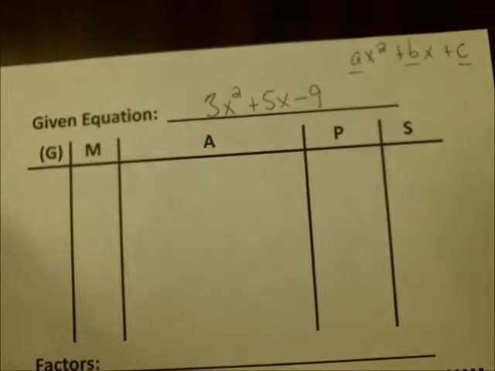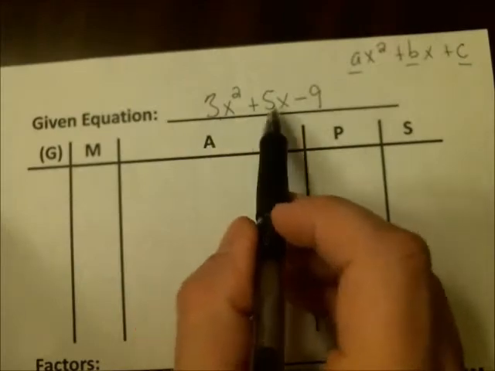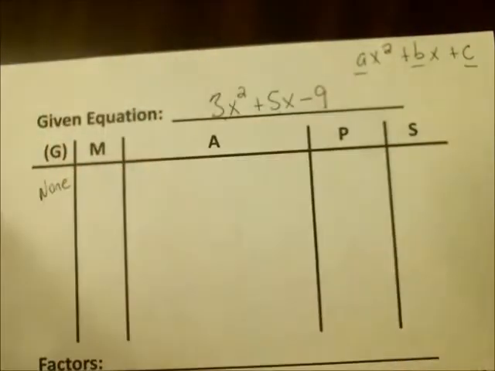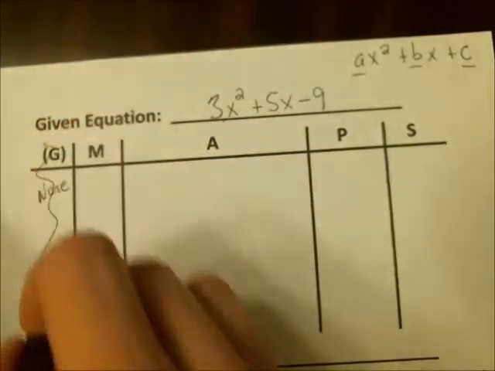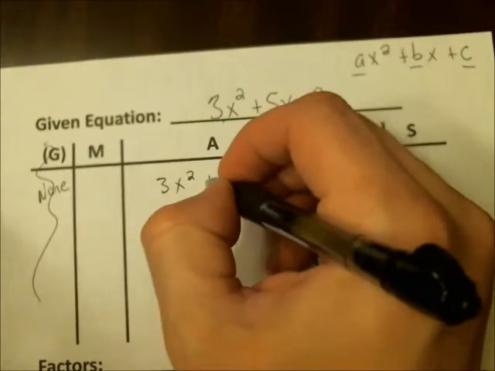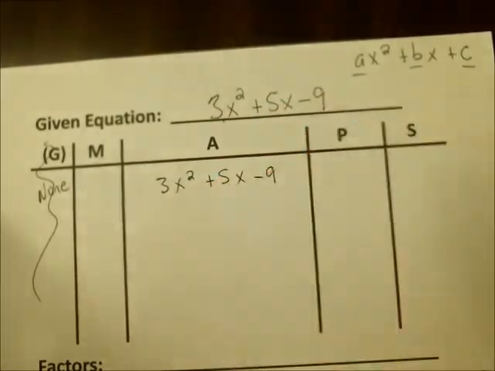Alright guys, last video. Let's do one more problem just so we can see this. I got 3x squared plus 5x minus 9. We kind of talk through this. The first thing we look at is, is there a GCF? If I look at all three of these, in this case, there is none. There is no GCF. Irrelevant. So I'm going to rewrite this out: 3x squared plus 5x minus 9.